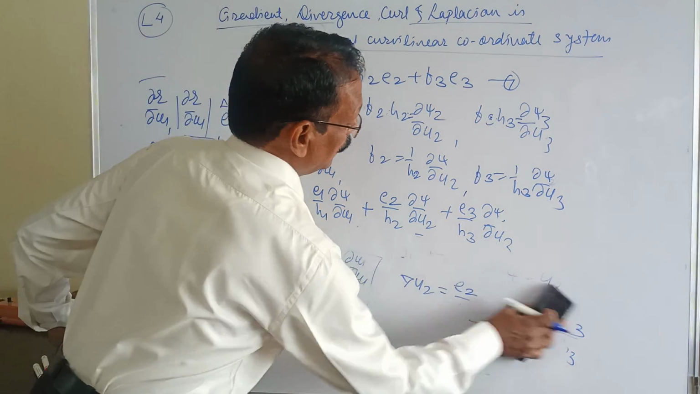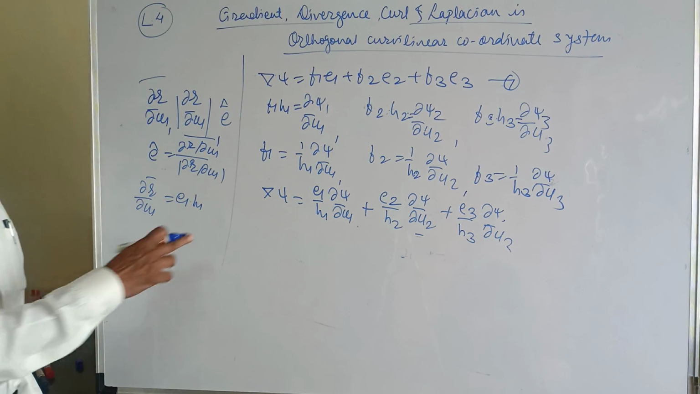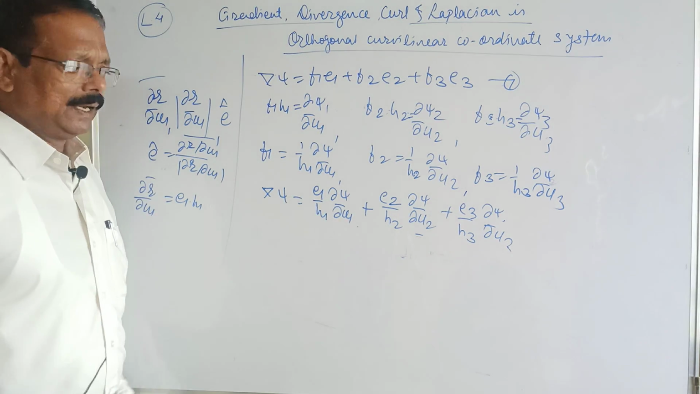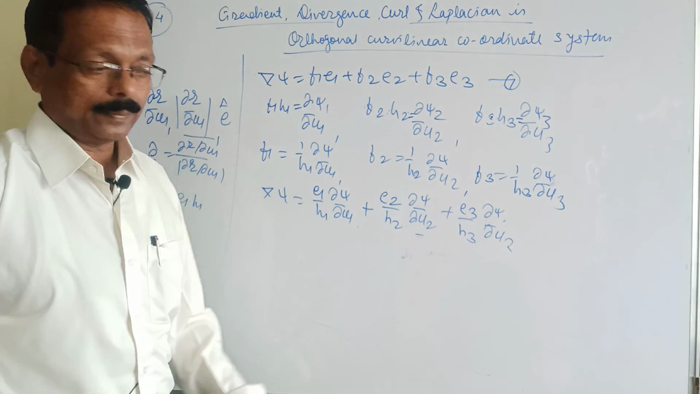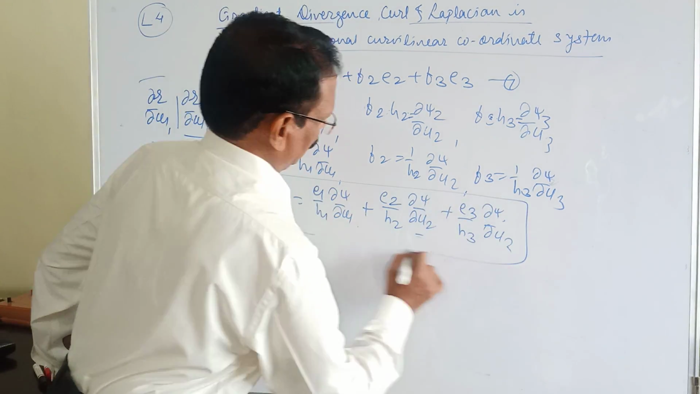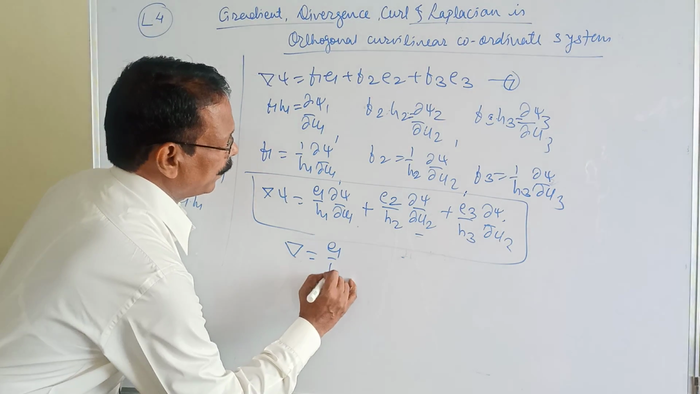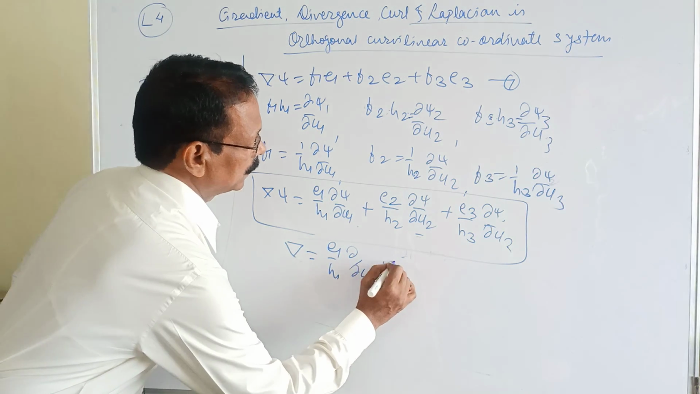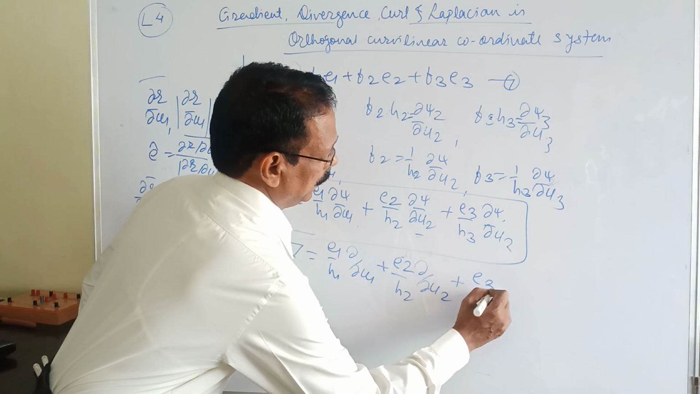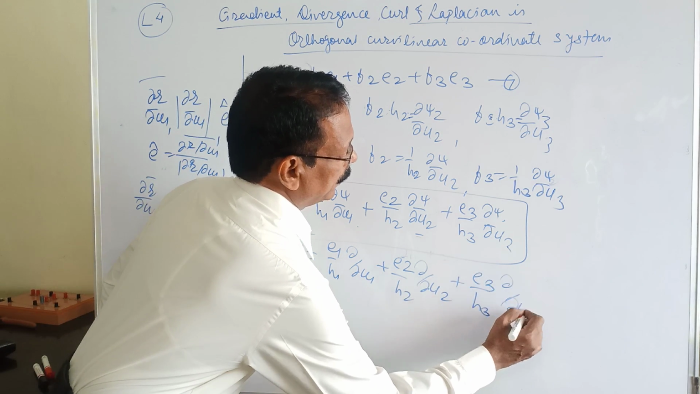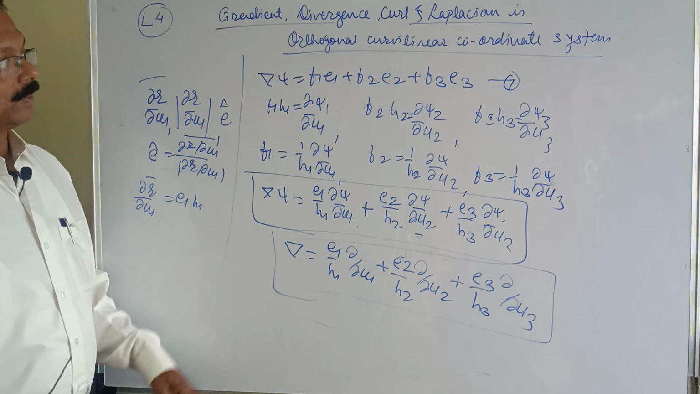But here we can write the last equation for the gradient. We know that ∇ψ is equal to e1 upon h1 ∂ψ/∂u1 plus e2 upon h2 ∂ψ/∂u2 plus e3 upon h3 ∂ψ/∂u3. So this is the equation of the gradient. And if we write ∇, then ∇ is equal to e1 upon h1 ∂/∂u1 plus e2 upon h2 ∂/∂u2 plus e3 upon h3 ∂/∂u3. This is the equation of the gradient.